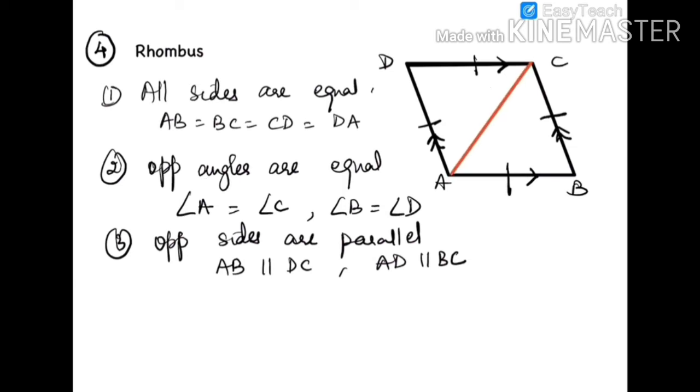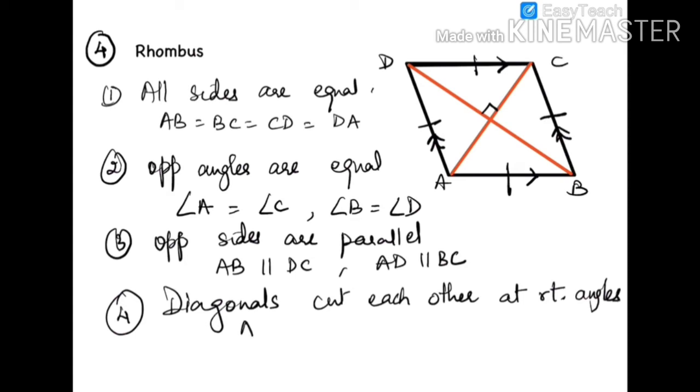If you join the opposite vertices, you'll find that the diagonals bisect each other at right angle. So AC will be perpendicular to DB and DO is equal to OB and AO equal to OC. Can we say that the diagonals are equal? From the figure we can see that DB is longer than AC. You can measure and verify. So in a rhombus, diagonals are not equal.